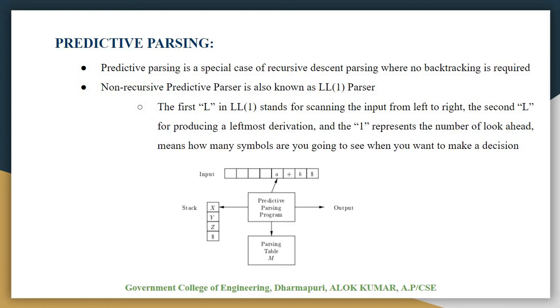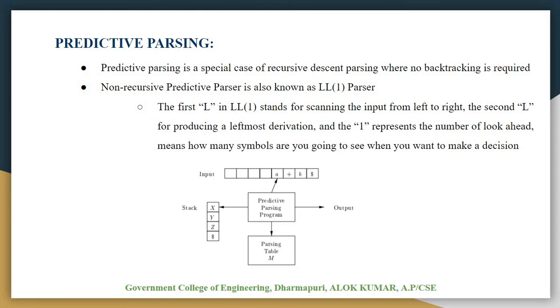So this predictive parsing we can call non-recursive predictive parsing. This one we can also call the LL1 parser. LL1 means the first L is a left to right scan, meaning if some input is there, we scan it from left to right. The second L means we are making a leftmost derivation tree, and the 1 represents the number of lookaheads, used when we check whether the input is accepted by the predictive parser or not.